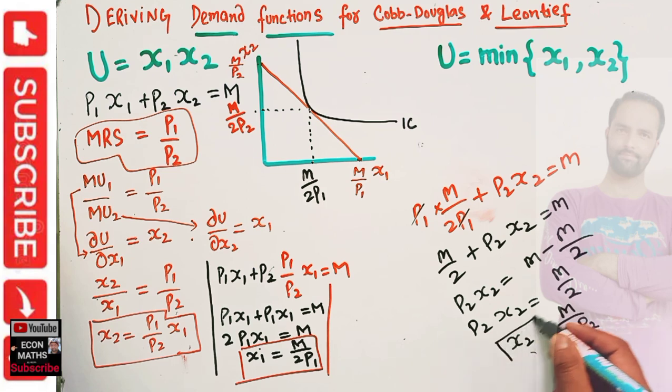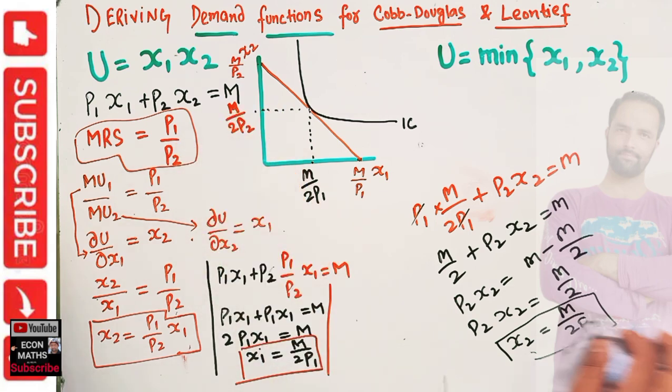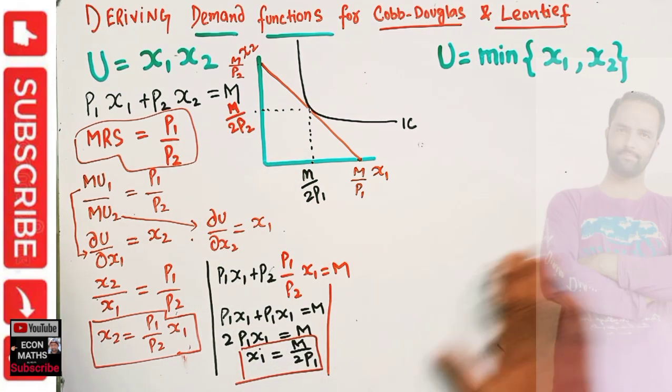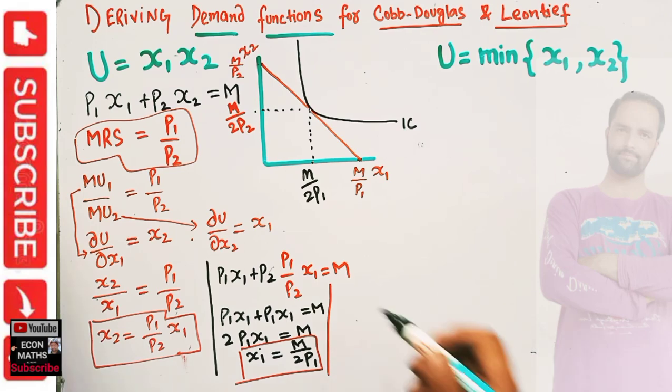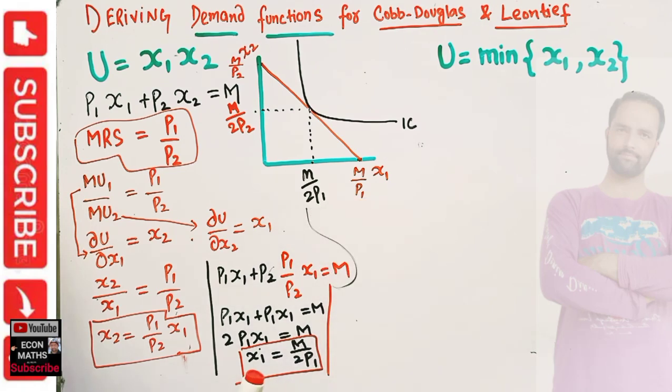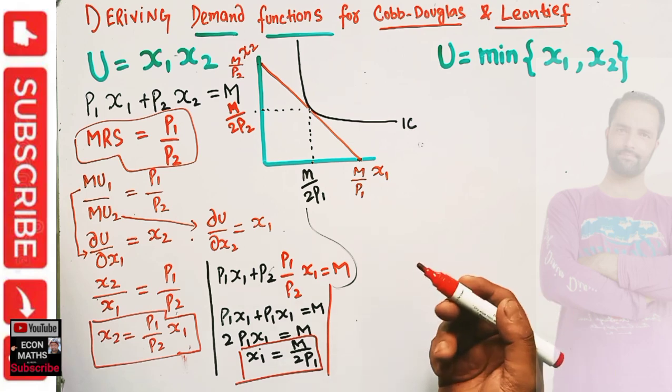This is the demand function for x2, which I was telling you that it will be here. Okay, so I also calculated it to make things simpler. So this was about the Cobb Douglas utility function. What about the Leontief preferences? How do we solve this kind of question?